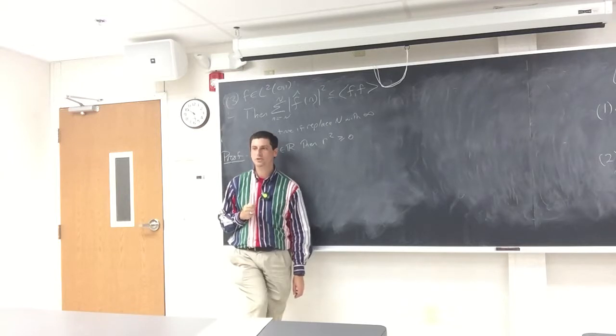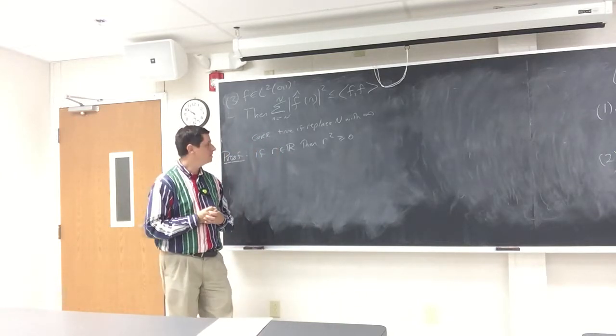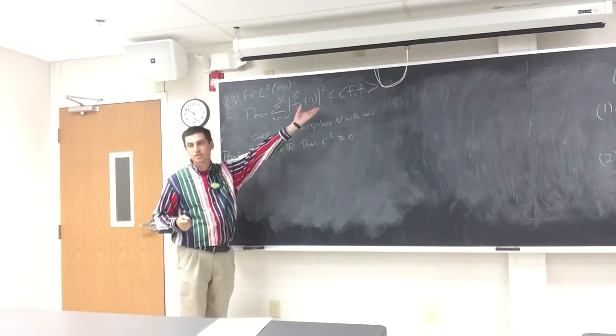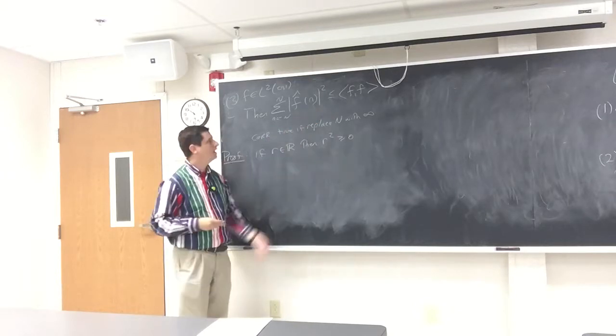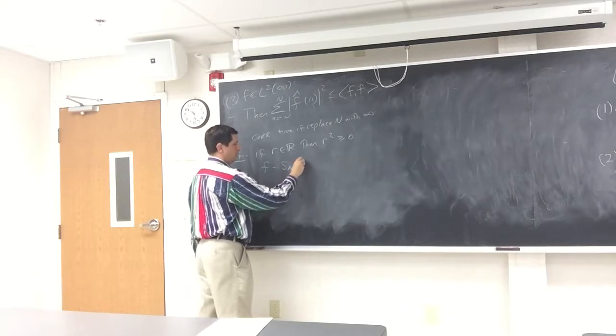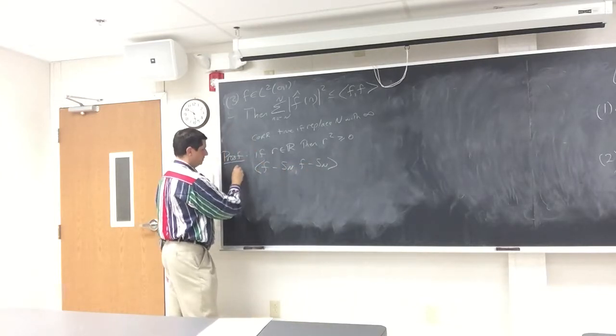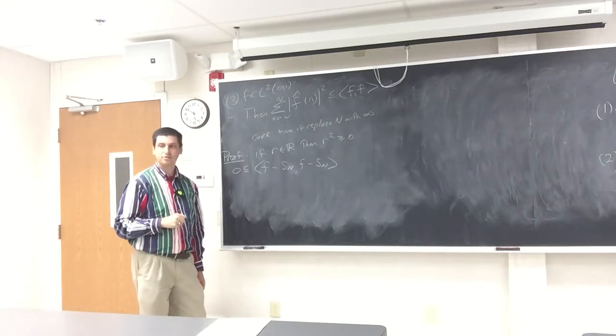So it all comes down to looking at the correct quantity. And so we want to figure out what should we look at. Well, I need something that's squared. An integral, a dot product of a function. Let me look at f minus S_N and dot it with f minus S_N. That has to be greater than or equal to 0.